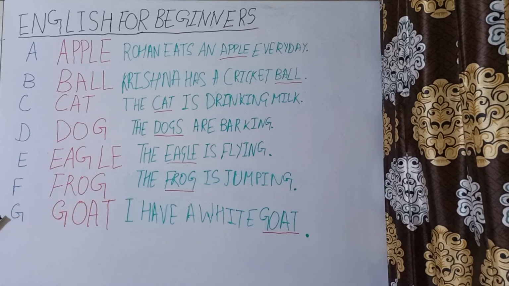G. G for goat. Goat is spelled as G-O-A-T. Let's see how the word goat can be used in a sentence. I have a white goat.